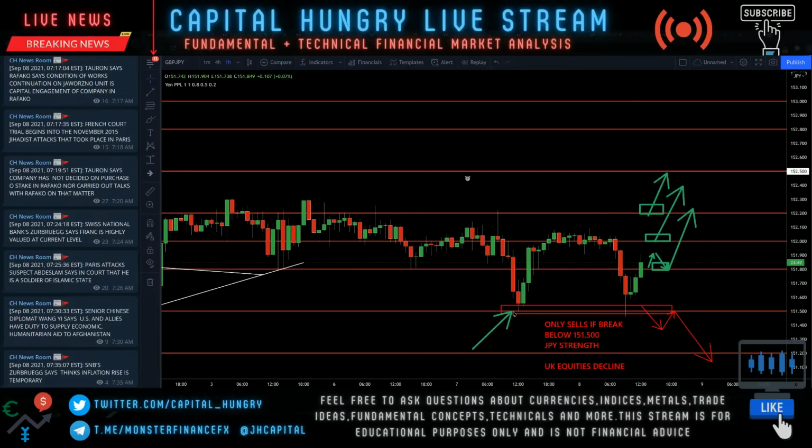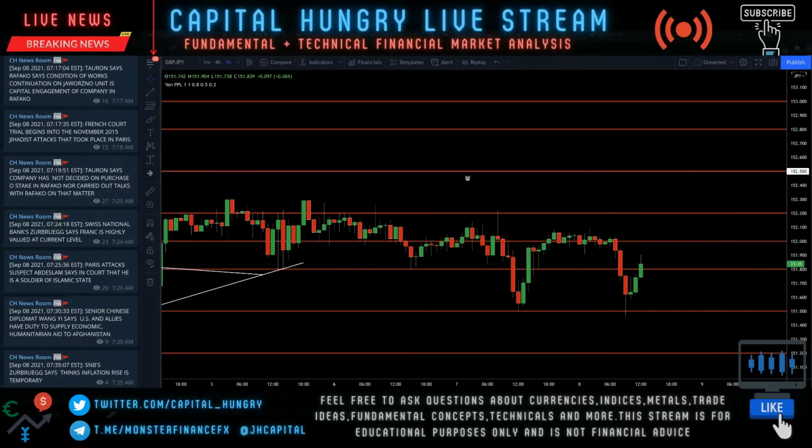We've already had this double bottom rejection now at 151.500. We just have to clear above this liquidity zone for the safer buys above 152. But I am going to be watching how we react at 0.800 as well, based on the lower time frame price action.